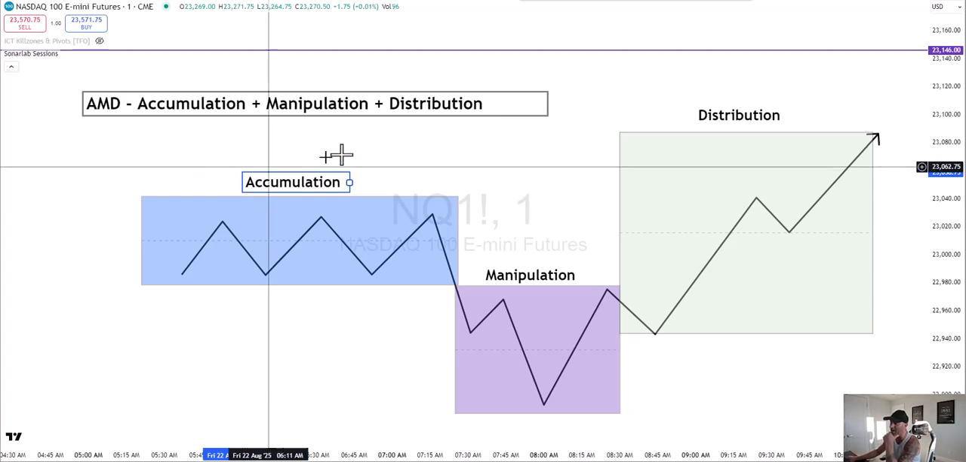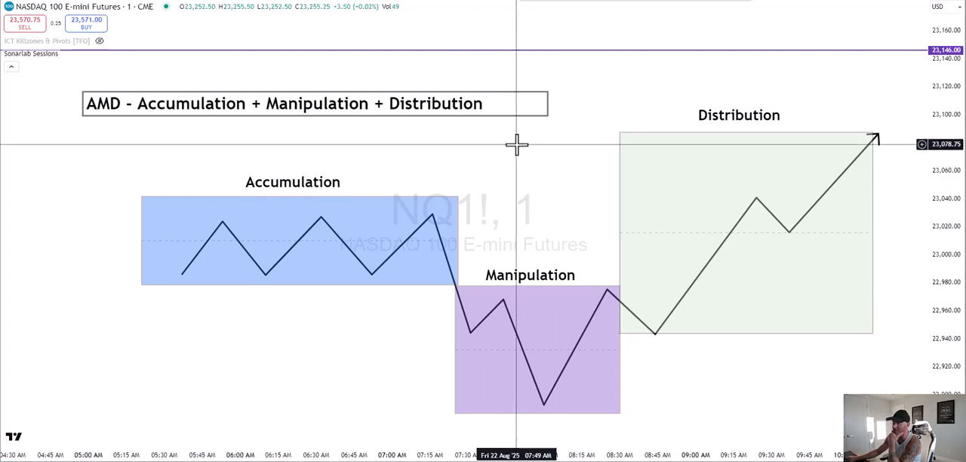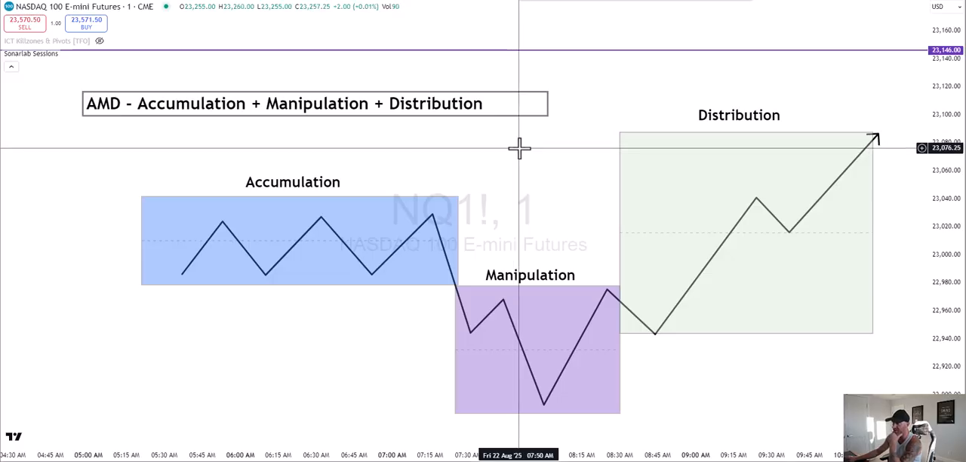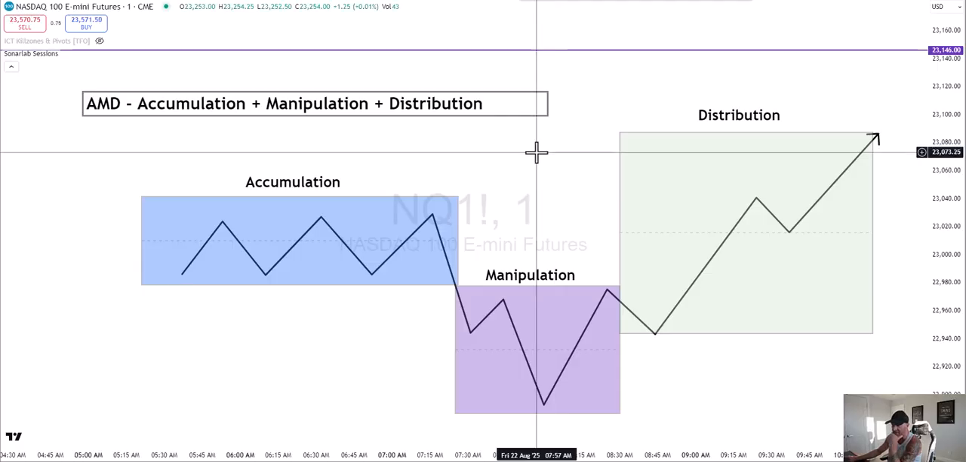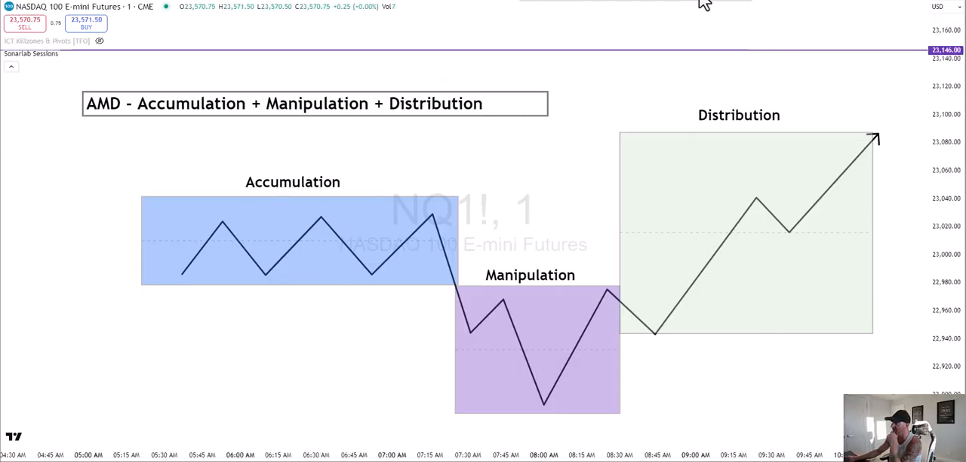But anyways, we did call it out pretty well to the T. I said I'd like to see price manipulate down into the 15-minute imbalance and then distribute higher, to take out the equal highs. And it was a perfect model. And this is what it is right here.